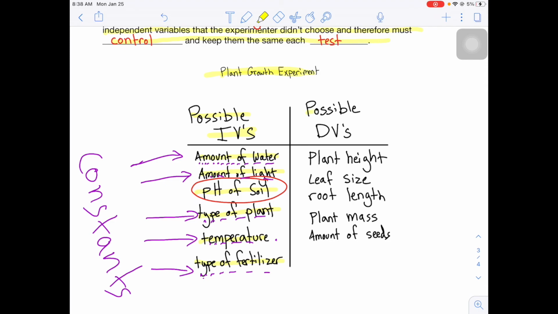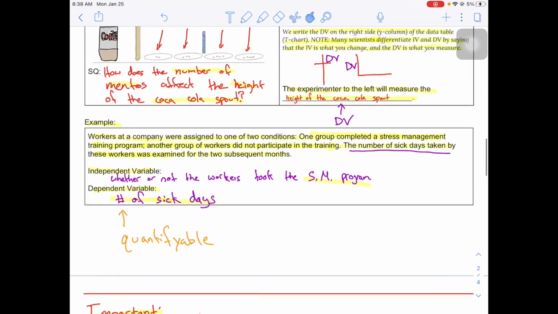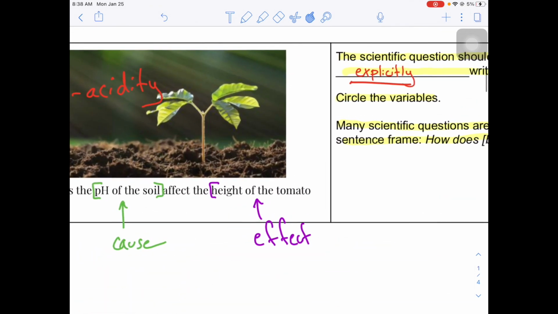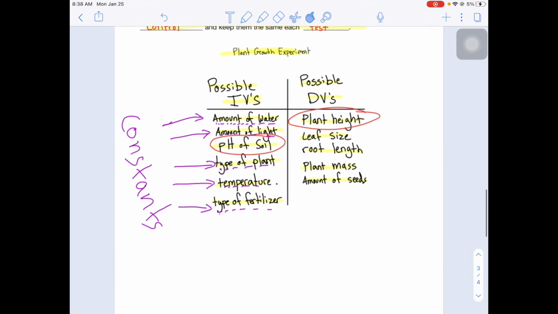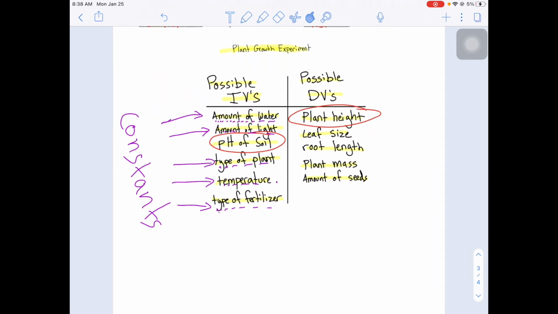And just to finish this off here, the possible dependent variables they could have chosen: plant height, leaf size, root length, plant mass, amount of seeds. They just happened to pick plant height for theirs. But they could have chosen a whole bunch of different ones. So experimenting, really, there's always a lot of choice involved, but it's your job to control the constants, and there's always one independent variable and one dependent variable.